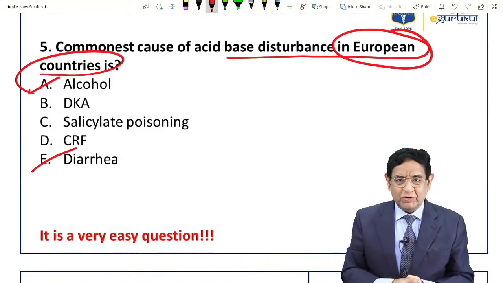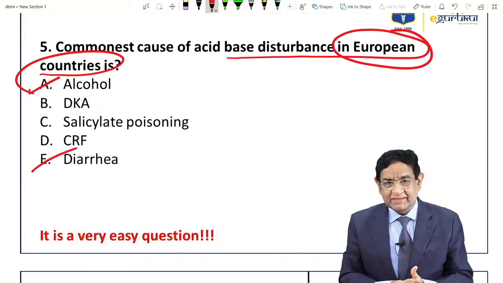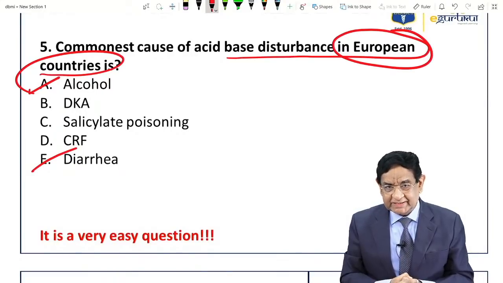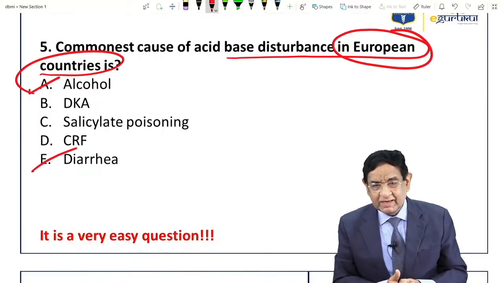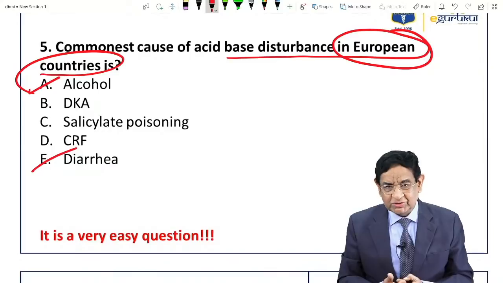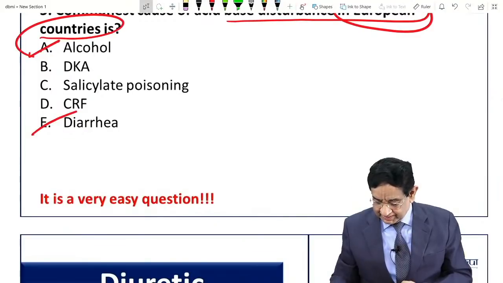For those who could not understand Hindi, briefly in summary in English: it is methanol poisoning, not ethanol, which leads to acid-base disturbance, and diarrhea causes loss of bicarbonate that can lead to metabolic acidosis. It's a gold medal question, don't forget it. Okay.